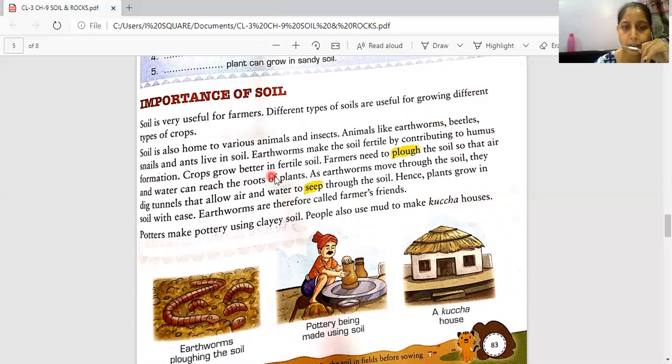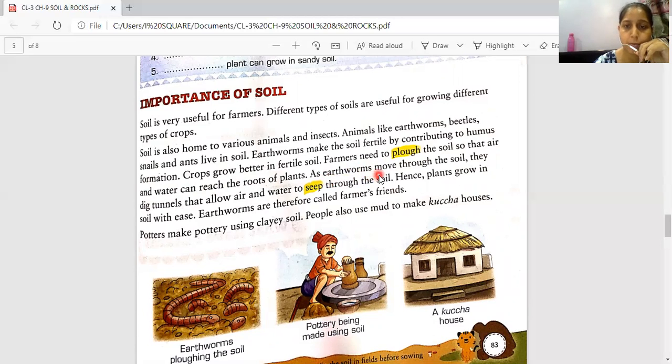Crops grow better in fertile soil. The best soil for crops is fertile soil. Farmers need to plow the soil so that air and water can reach the roots of the plant. You must have seen in village areas that whenever a farmer has to sow seeds, first they plow the soil and then they put in the seeds, so that proper air and water can go under the roots of the plant.